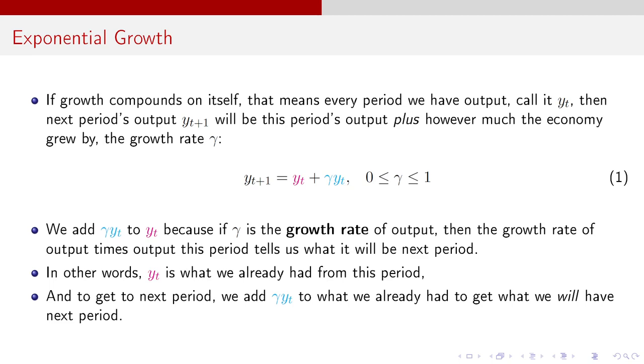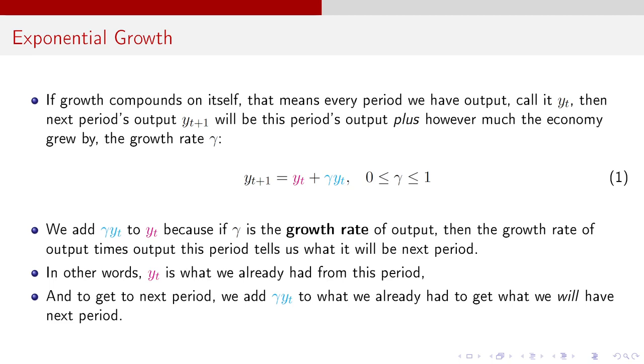But the point is that growth is compounding on itself, which means every period that we have output, let's call it Y_t, the next period's output, Y_{t+1}, will be this period's output plus however much the economy grew by. We'll call that growth rate gamma. In this case, we would have Y_{t+1} = Y_t + gamma * Y_t. So we're adding gamma Y_t to Y_t, because if gamma is the growth rate of output, then the growth rate of output times output this period tells us what it will be next period.